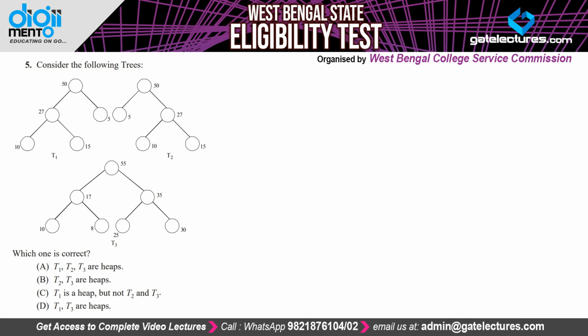Now let us look at question number 5. They are saying consider the following tree. We have a tree here, and they are saying which one is correct. I mean, which of the following trees is actually representing a heap. Heap means root. We have two types of heap actually that I should tell you first of all. Heap, either we can have a max heap or we can have a min heap.